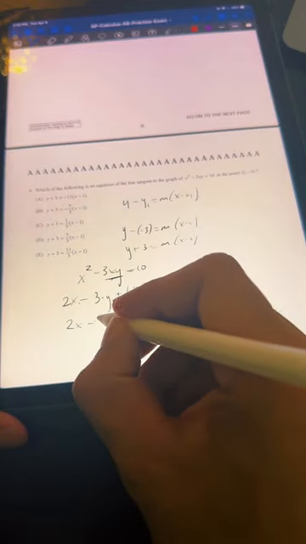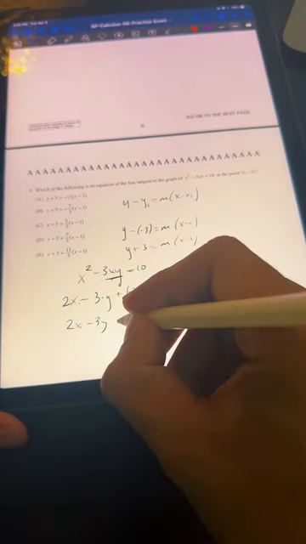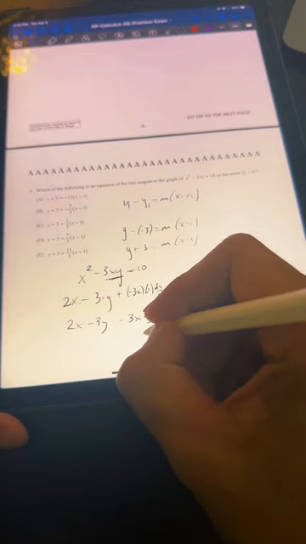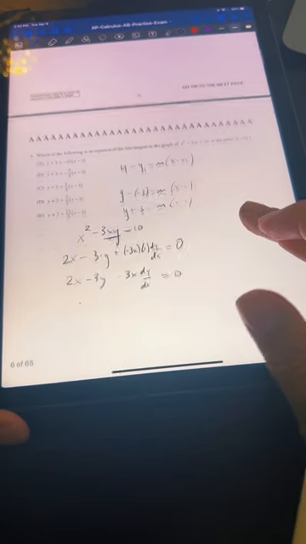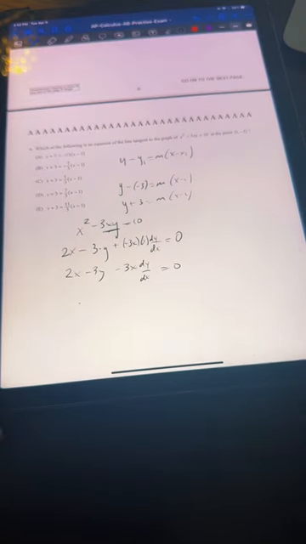Okay, so now if I simplify this, 2x minus 3y, this term here, it becomes negative 3x times 1, minus 3x dy dx is equal to 0. And so now I'm trying to find the dy dx, which is a slope.